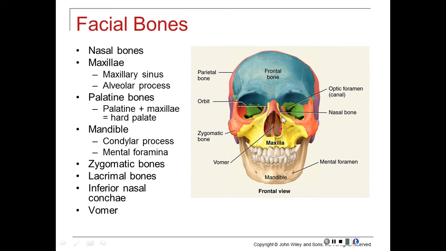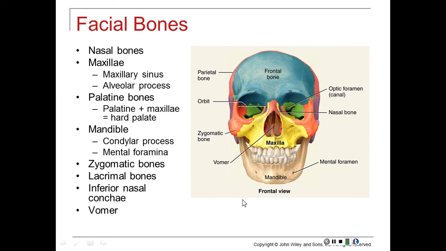The maxilla has a maxillary sinus associated with it, as well as the alveolar process. The alveolar process helps with the attachments of our teeth. There are also palatine bones and maxilla, which create the hard palate, which is the roof of your mouth. If you stick your tongue up to the roof of your mouth, what you're feeling towards the front is the maxilla, and if you stick your tongue towards the back, that's the palatine bone that forms the back of your hard palate.